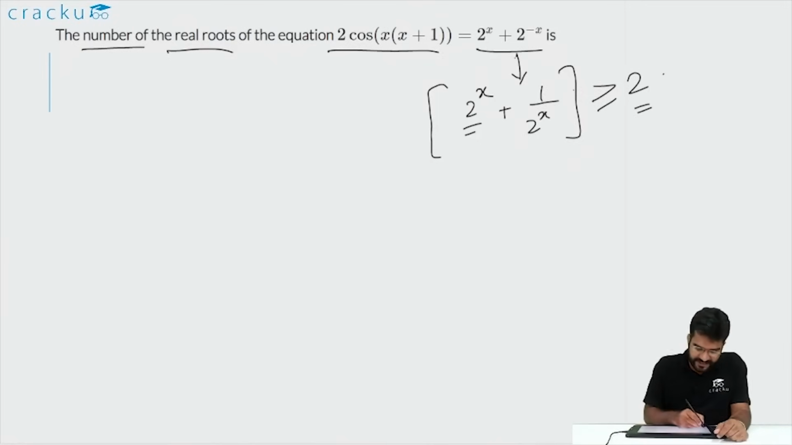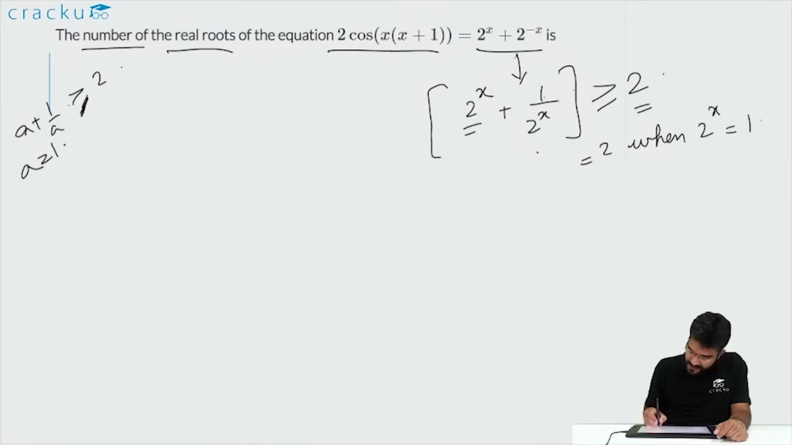This is because any number a plus 1 by a, where a is positive, is always greater than or equal to 2, and the equality will occur when a is equal to 1. So in this case, 2 to the power x plus 1 by 2 to the power x will equal 2 when 2 to the power x is equal to 1, or x is equal to 0.